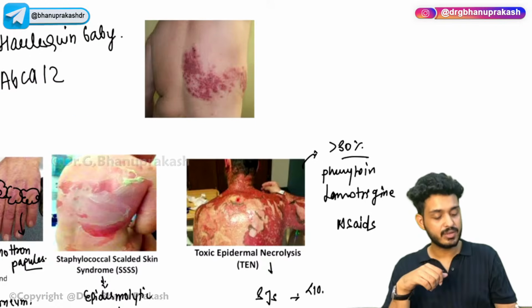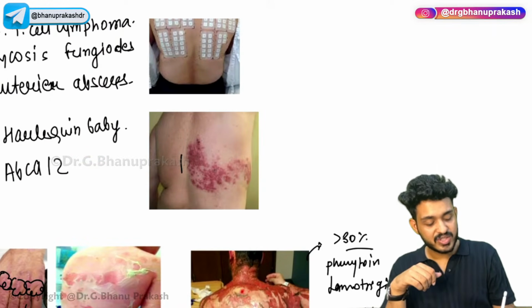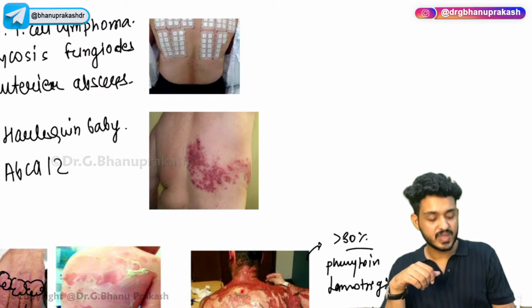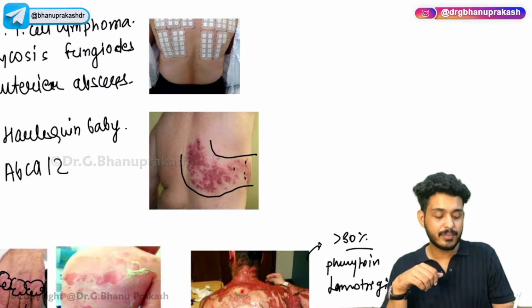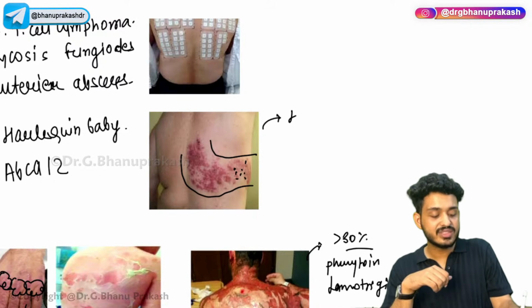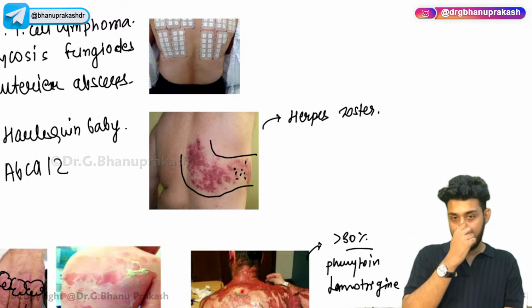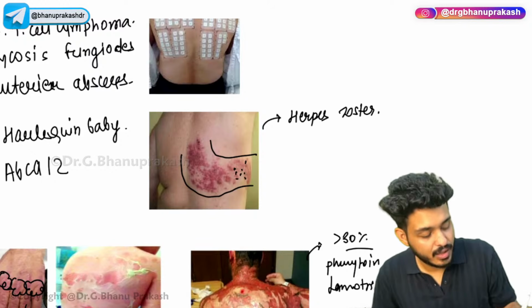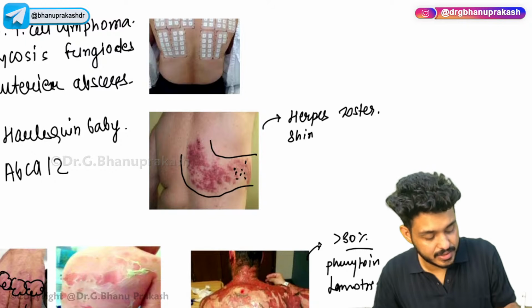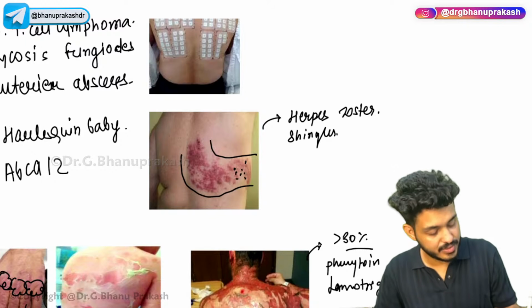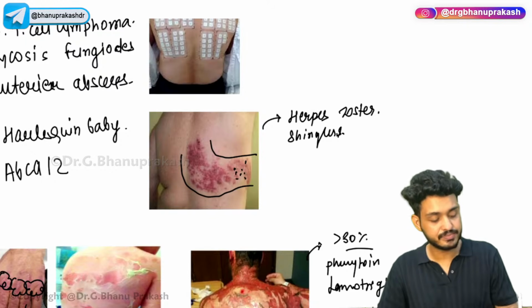Okay, that is your 10. Can you appreciate this? This is a nerve segment, and these are multiple grouped vesicles. So this is your herpes zoster infection, due to reactivation, and that you will be finding. This is also known as shingles.